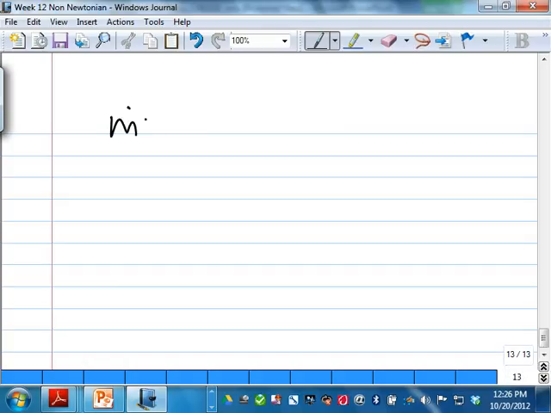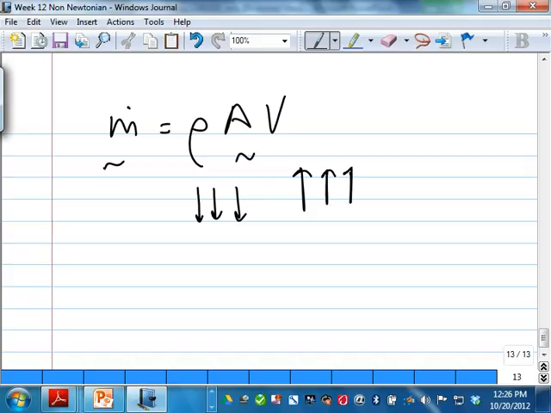Okay, m dot is equal to rho A V. So in the case of boiling, the density is decreasing as we go along the pipe. It's changing from liquid to gas. m dot is the same, area is the same, pipe the same. So the velocity is increasing. Correct or not? Let's say boiling in the pipe.